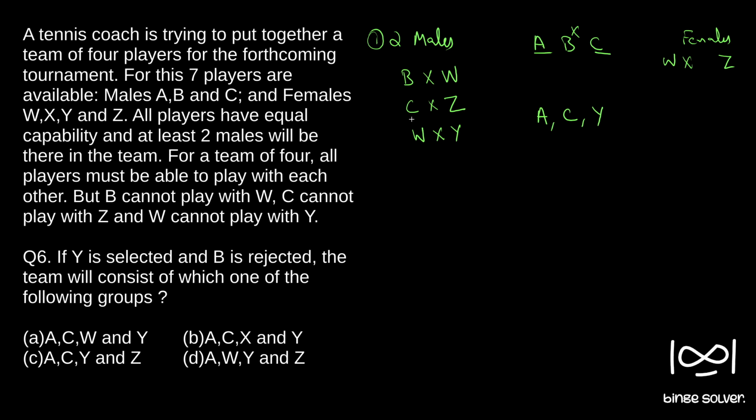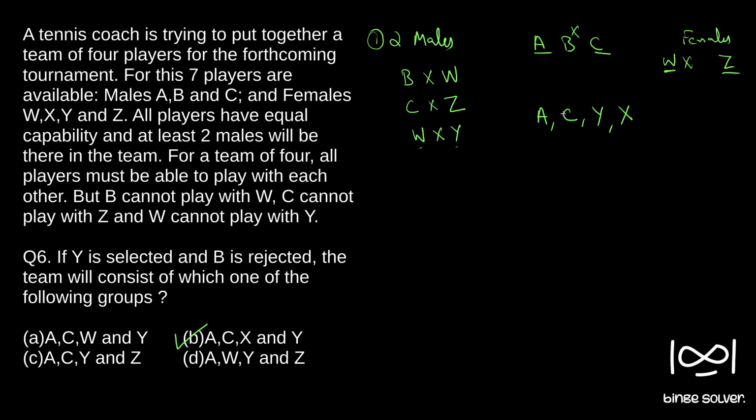But it is said C cannot play with Z. So since C is here, we cannot choose Z. Similarly, since Y was selected, W cannot be selected. So the only option is A, C, Y, and X. This is the option, A, C, Y, and X. This one, B. So B is the correct answer. So this is the answer to question 6.